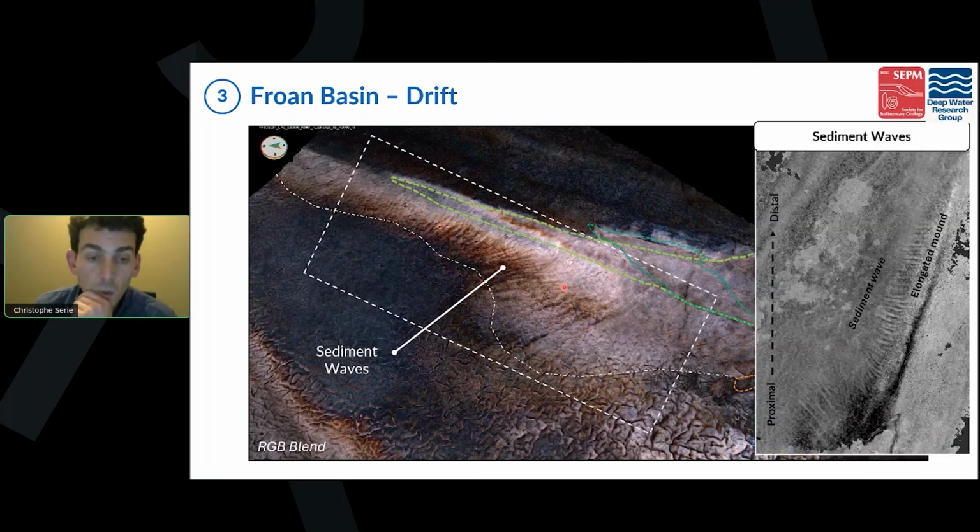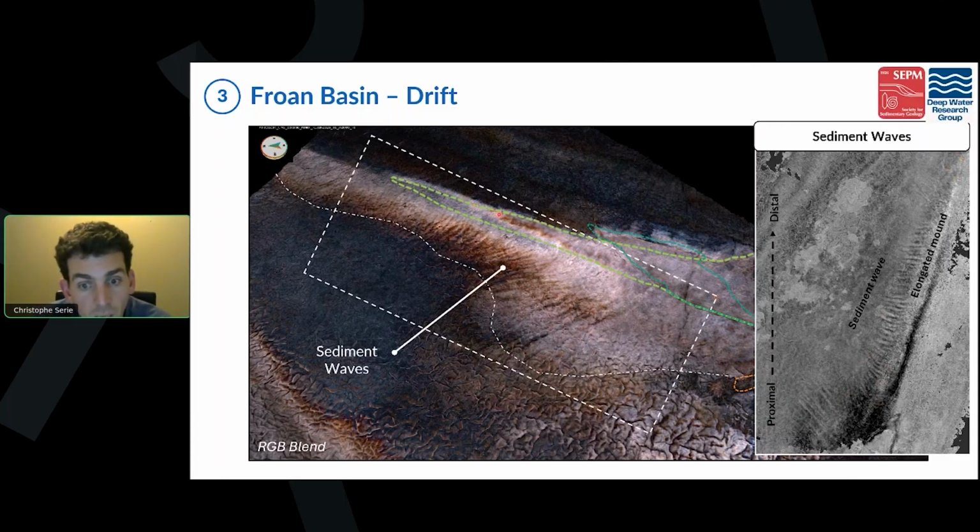If we look now at those zebra features, we can interpret them as sort of sediment waves along the basin. And then by using different attributes from the proximal to distal, we can actually see they are elongated along the axis of the very large drift.